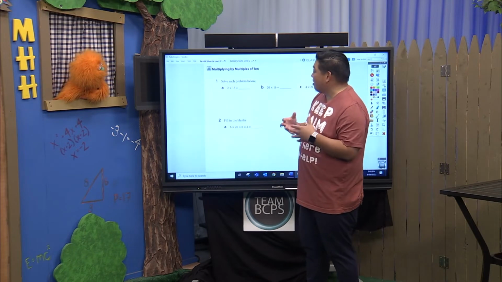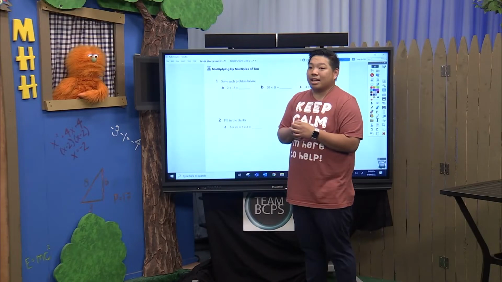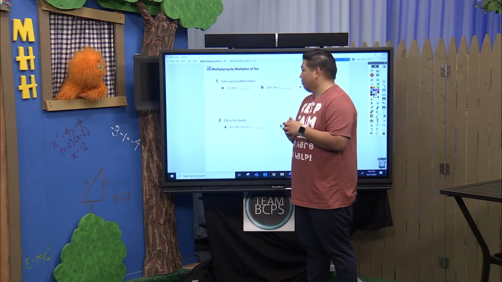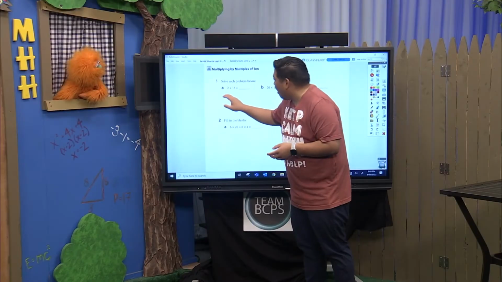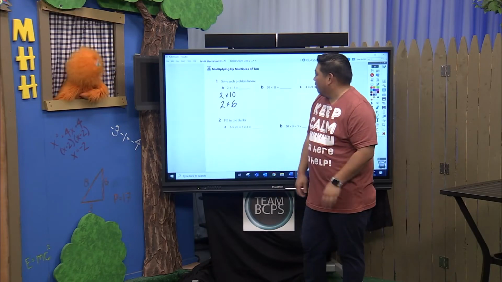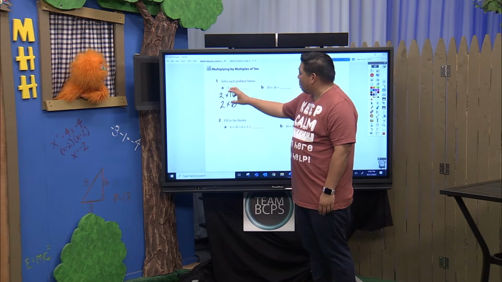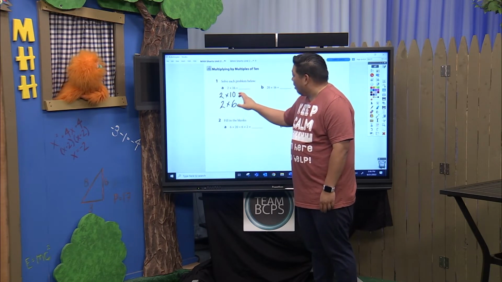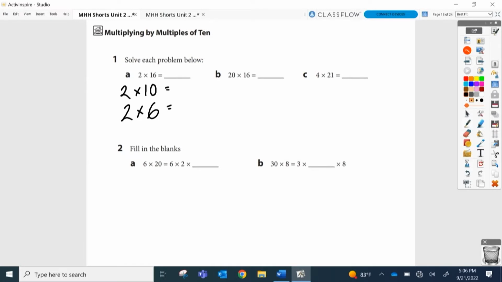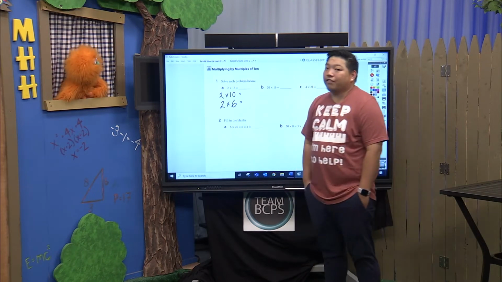So we have 2 times 16. What do we know about the number 16? There's a 1 and a 6 in it, and that 1 represents what number? 10. So really what we have here is 2 times 10 and 2 times 6. We're breaking up the 16 into the 10s and the 1s, breaking this problem from one problem into 2 problems, and we can add up the partial products to get our final answer. You might say, why would you make one problem into 2 problems? By doing so, it'll make it easier to solve that one problem.